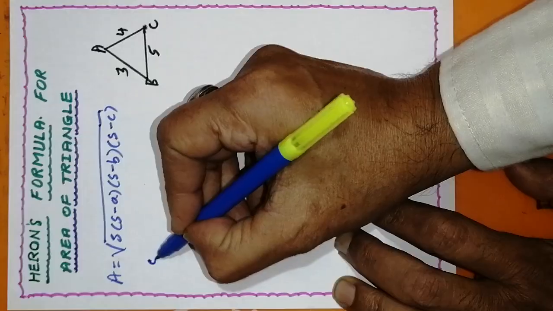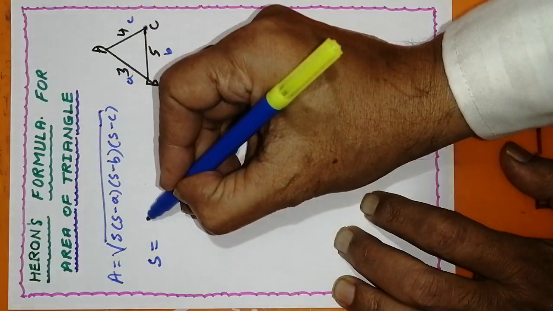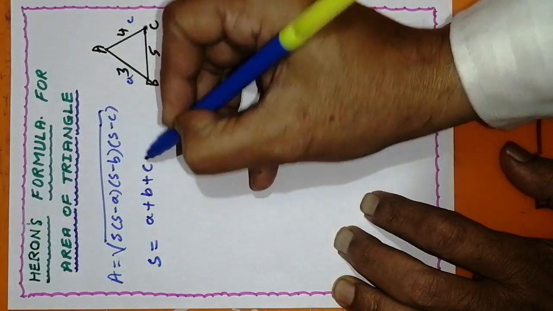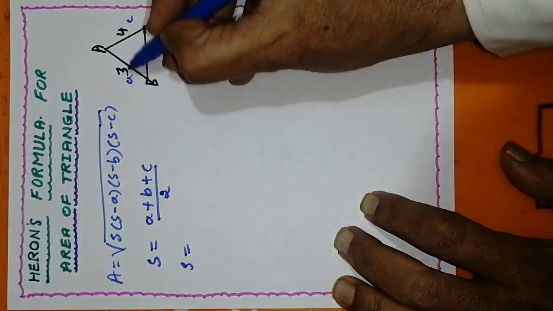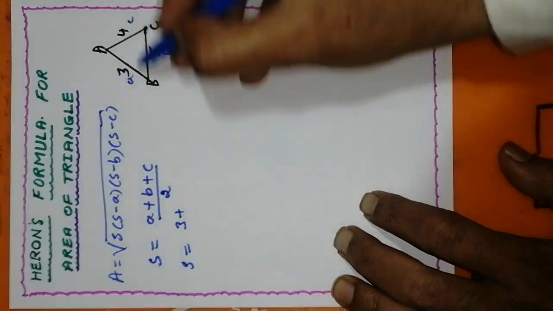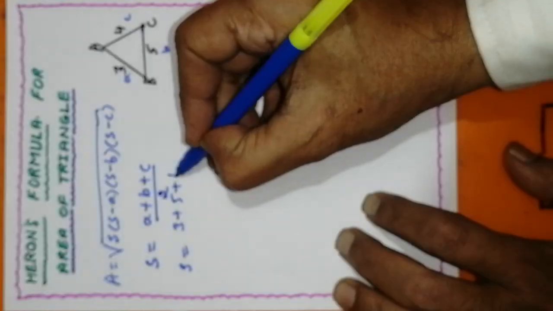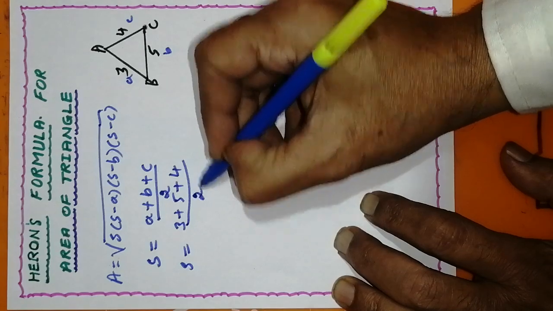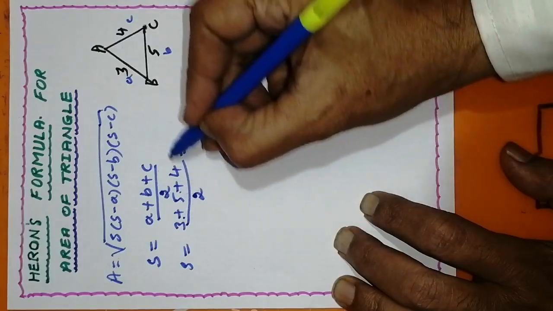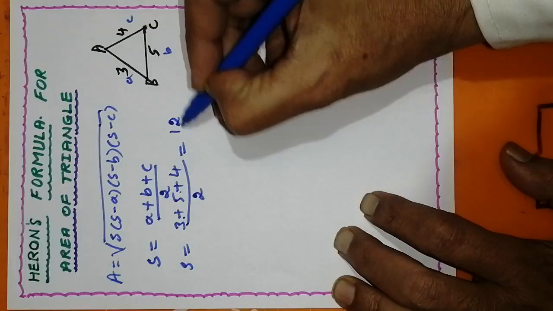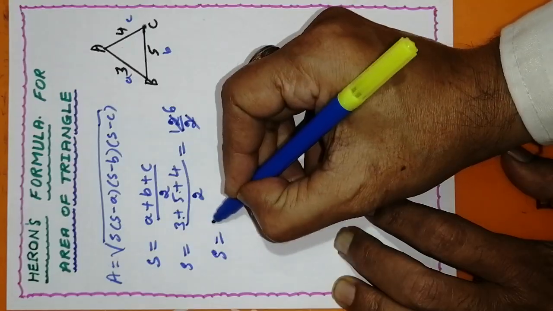The S value is S equal to (A plus B plus C) divided by 2. A is 3, B is 4, C is 5. So S equals (3 plus 4 plus 5) divided by 2. 3 plus 4 is 7, 7 plus 5 is 12, 12 divided by 2 is 6. Therefore, S equals 6.